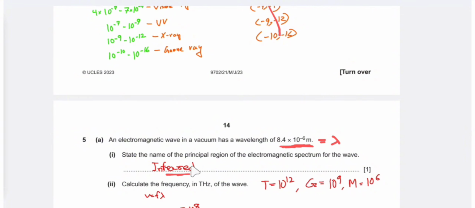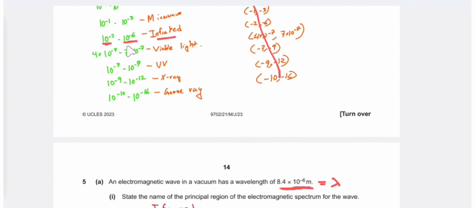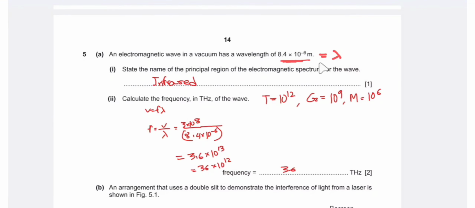So the wave is infrared radiation, and it is not 10^-7. It is 10^-6, so it is only infrared radiation. You have to remember these values of wavelength and the electromagnetic waves that have these values. Now calculate the frequency in terms of terahertz of the wave. Tera is 10^12 hertz.